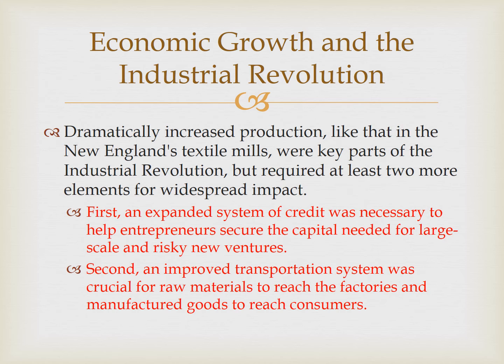Okay? It says here that dramatically increased production, like that in the New England textile mills, were key parts of the Industrial Revolution, but required at least 2 more elements for widespread impact, right? In other words, you're going to need more than just a new organizational system. You're going to need a couple of other things as well. For example, 1, you're going to need an expanded system of credit. Okay, banking institutions are going to have to develop.